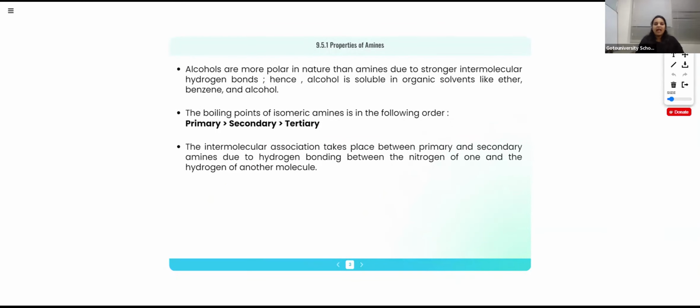Next one. Alcohols are more polar in nature than amines due to stronger intermolecular hydrogen bonds. Hence, alcohol is soluble in organic solvents like ether, benzene and alcohol. See, alcohols are more polar in nature than amines. Why? What is polar nature?